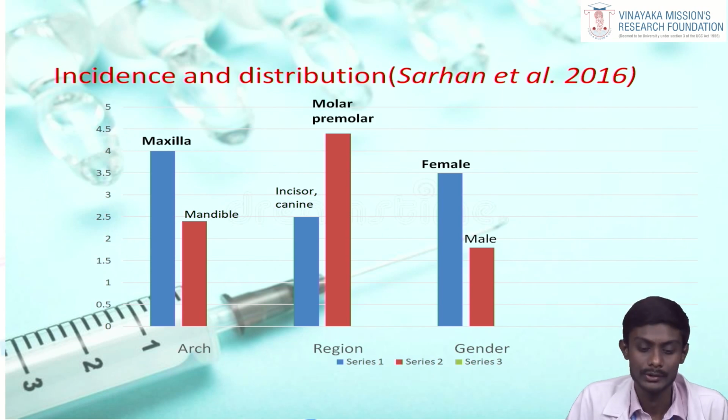Compared by tooth region, incisors and canines are less commonly affected than molars and premolars, which are more commonly related to the sodium hypochlorite accident because of larger canals, over instrumentation, and bone thickness can also vary for this. Next one is that females are more commonly affected than males.